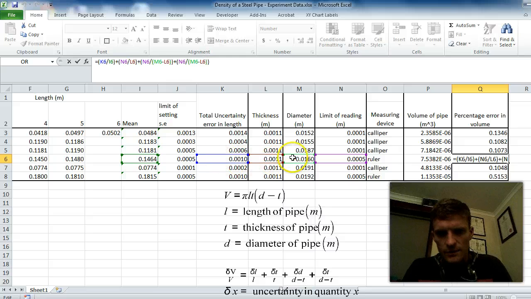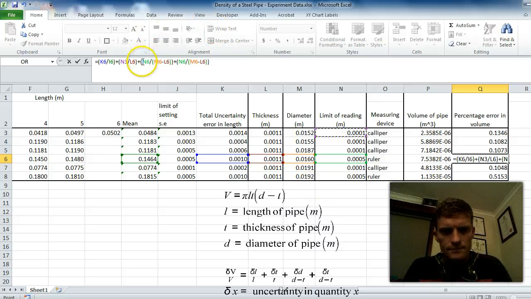The error in measuring the length was done with the ruler in this case. So that's the limit of error for the ruler. So that's right. Now the next term looks at thickness, the thickness of the pipe. The thickness of the pipe was actually a very small measure. We actually used the caliper to measure the thickness, so we can't go ahead and use the limit of reading for a ruler for that error quantity here. We need to use the limit of reading for a caliper.